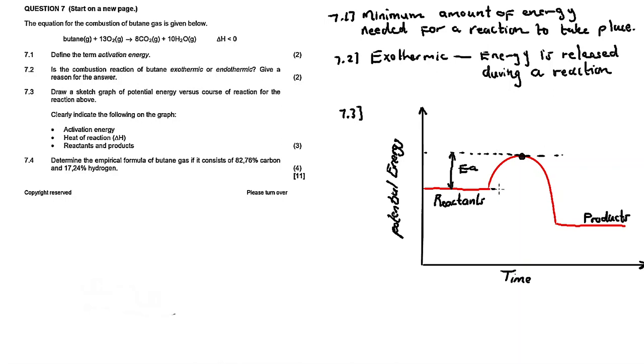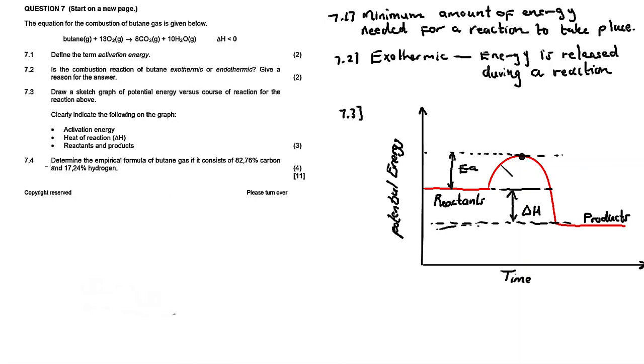Let's go for the enthalpy. Enthalpy H is the distance, or the energy difference, between the products and the reactants. So it's delta H. So this is our sketch. So it's 1 mark, 2 marks, 3 marks.